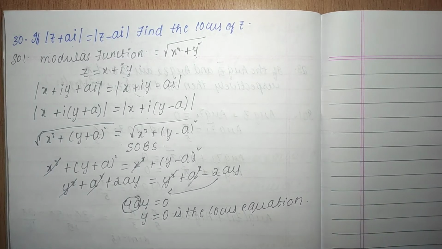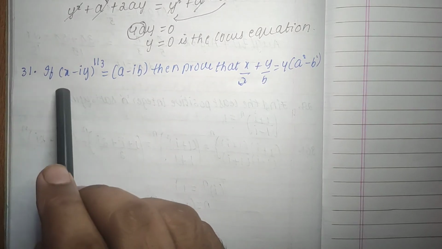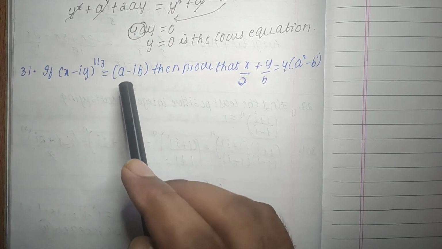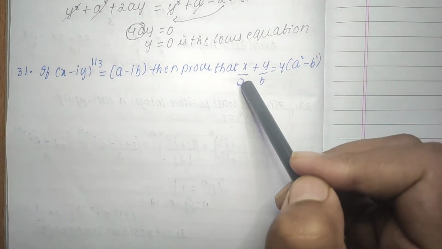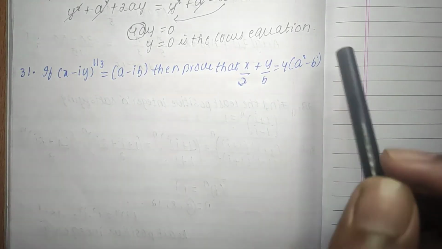That's it. I hope you have understood the previous sum. So let's go to the next sum, which is: given that (x minus iy) whole power 1 by 3 is equal to a minus ib, then prove that x by a plus y by b is equal to 4 into (a square minus b square).